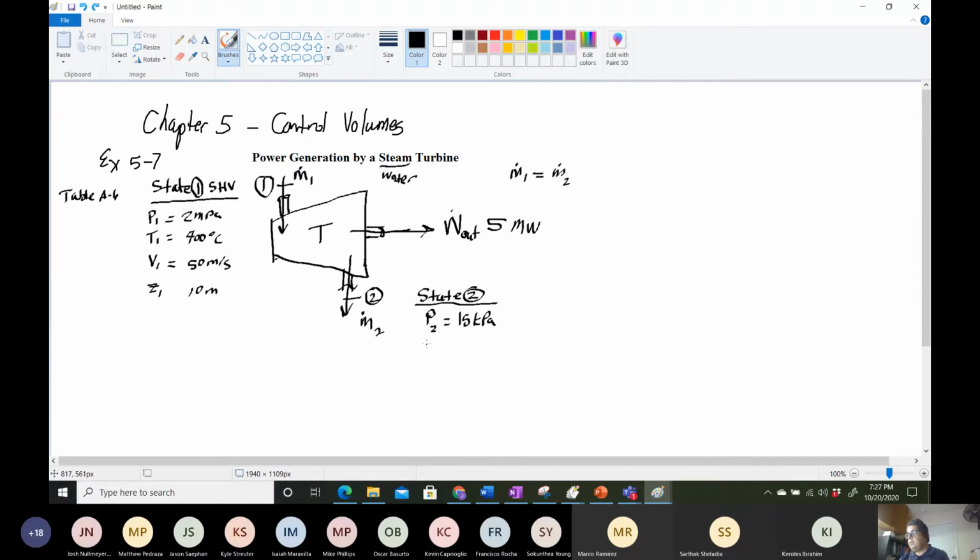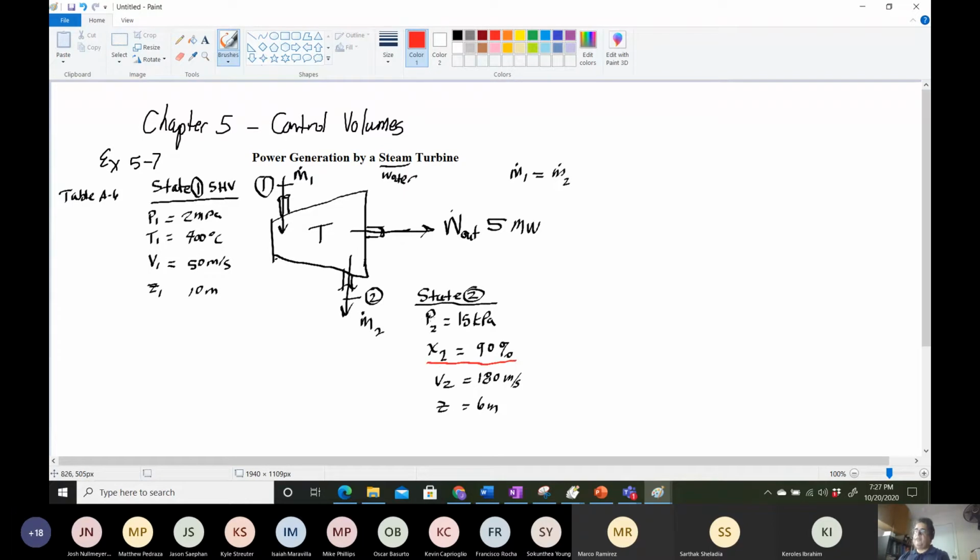Instead, they give us this quality. So the quality at state 2 is equal to 90%, right? So that's a giveaway what it is, right? And then they give us a velocity, 180 meters per second, and they give us a height of 6 meters. All right, so the giveaway of what this is, this here.